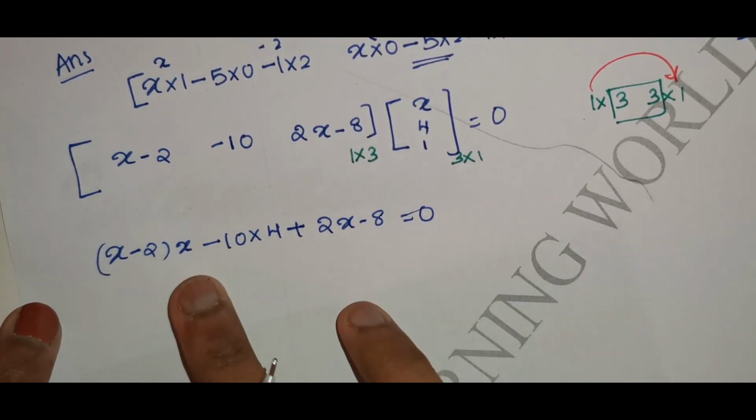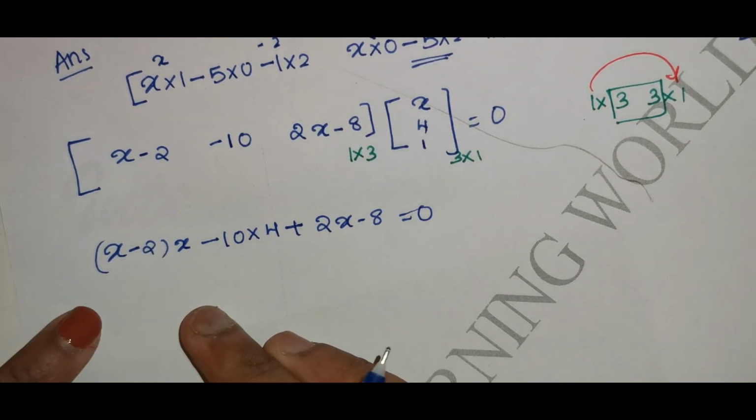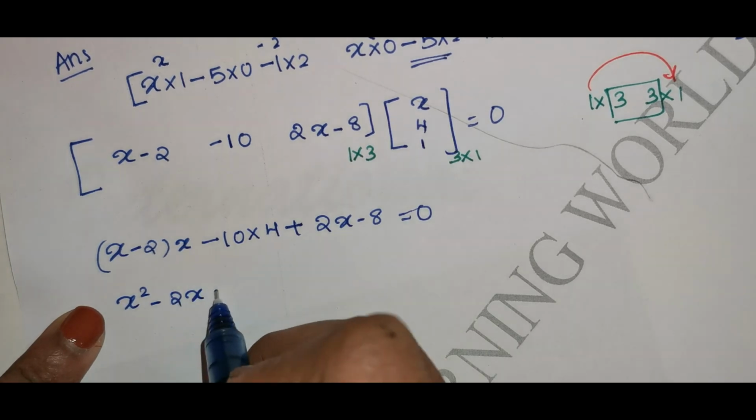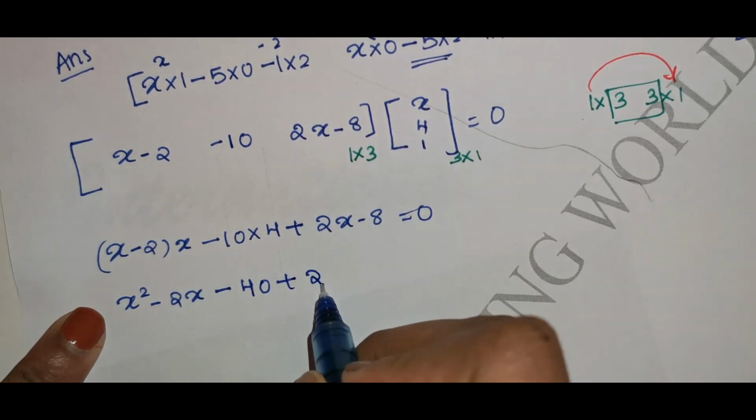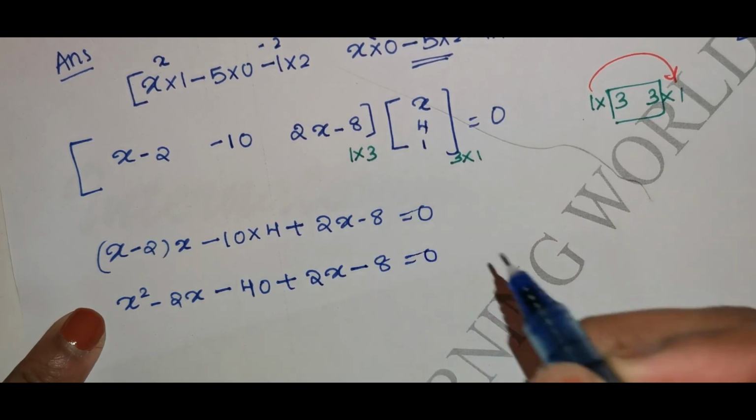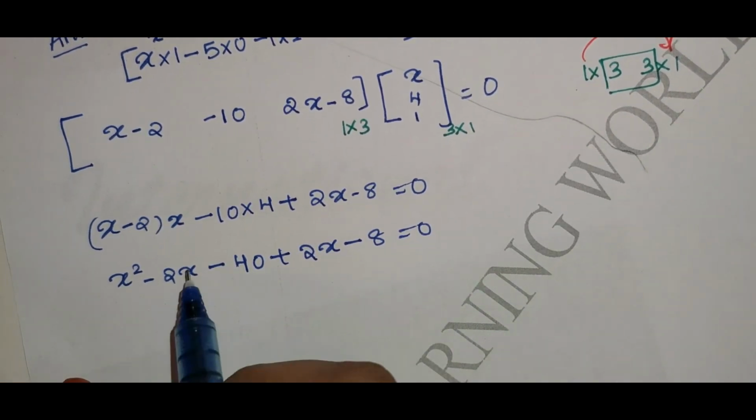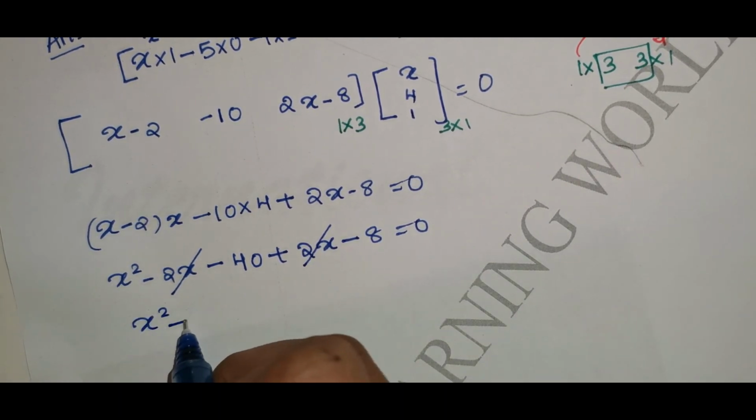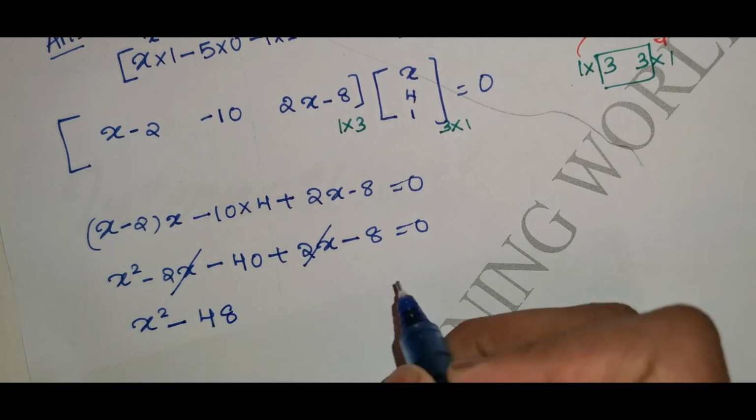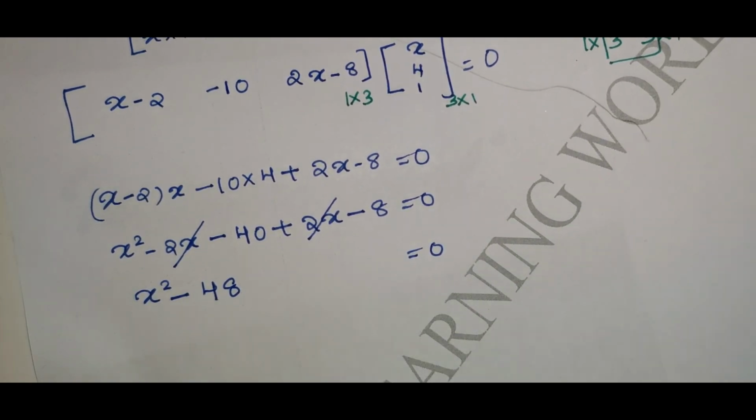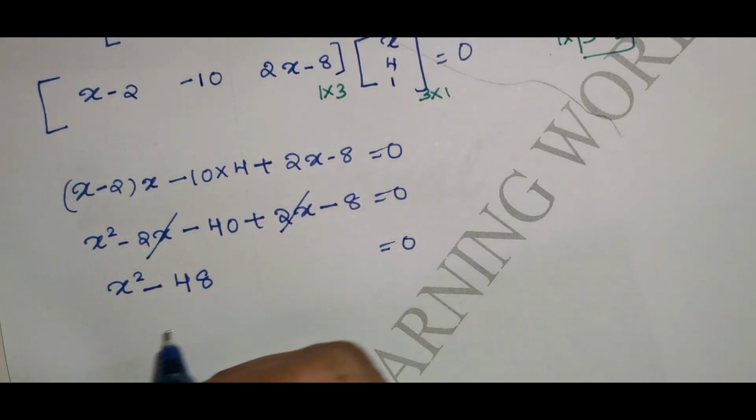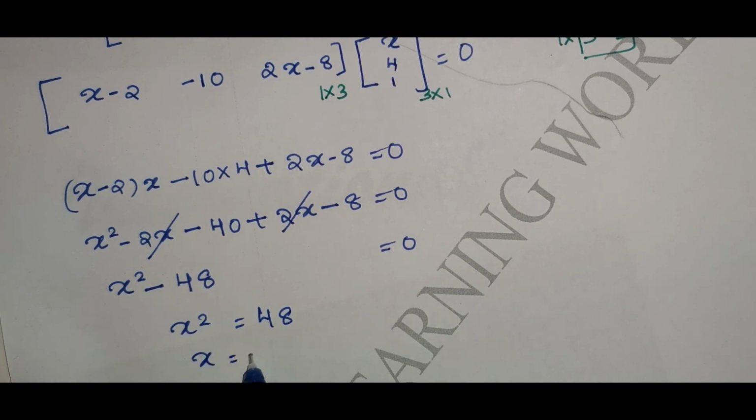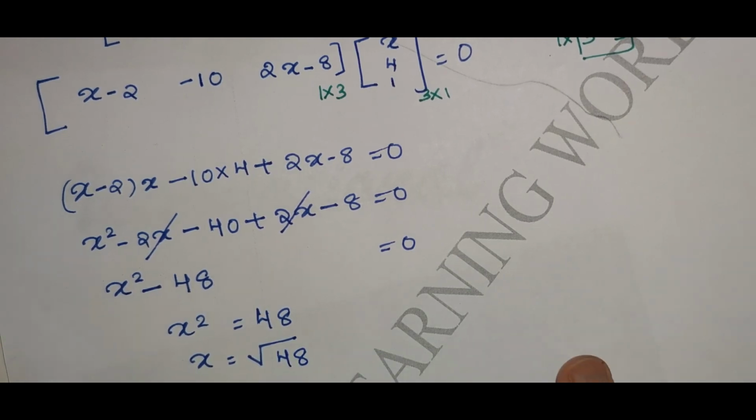Okay, next I am going to multiply this x inside the bracket. So it is x square minus 2x minus 40 plus 2x minus 8 is equal to 0. Here 2x and 2x cancel. So x square minus 40 minus 8 is minus 48, that is equal to 0. So x square minus 48 is equal to 0. So x square is plus 48, and x is the root of this 48.